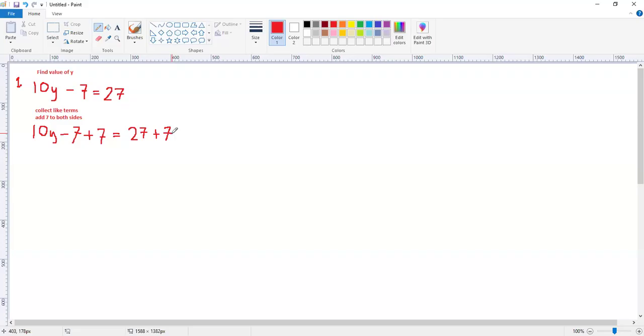So do you understand this step now? Do you understand it up to this point? Yeah. Oh, cool. All right. So let's move on. Now, of course, I'm sure you know that minus a number plus that same number will give you 0, isn't it? Yes, correct. So that's going to leave us with 10y on the left hand side. And on the right hand side, we're going to have 27 plus 7, which is 34. Okay.